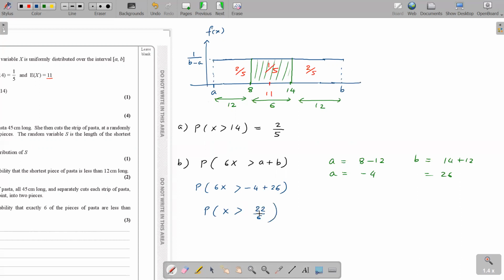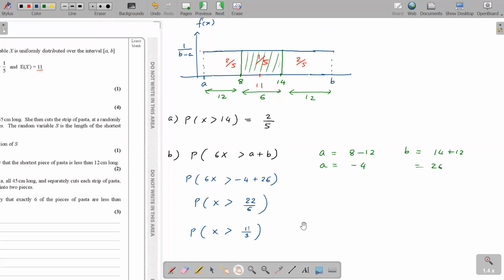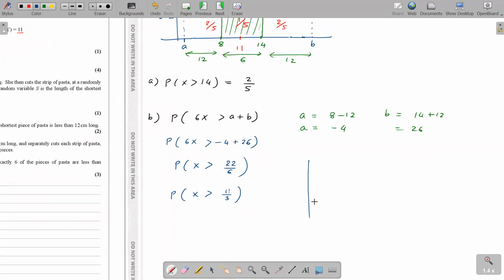Probability x is greater than minus 4 plus 26 is 22 over 6, right? Is this correct? Can you all simplify? How much is 22 over 6? Simplify the answer. 11 over 3. Okay, so you have to get the area greater than 11 over 3. Basically, the area of the rectangle. So you know your uniform distribution rectangle starts at minus 4, goes until 26. So you have to get the area greater than 11 over 3. 11 over 3 is somewhere over here. You have to get this area.